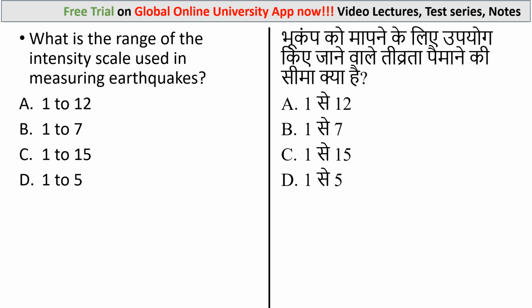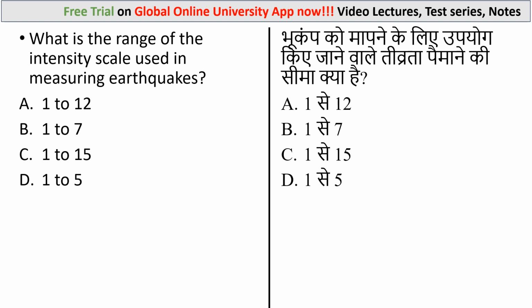What is the range of the intensity scale used in measuring earthquakes? The options given are 1 to 12, 1 to 7, 1 to 15 and 1 to 5. Earthquake is a phenomenon of shaking of the surface of the Earth. It also creates seismic waves. Seismic waves are the waves that travel through the Earth's layers.